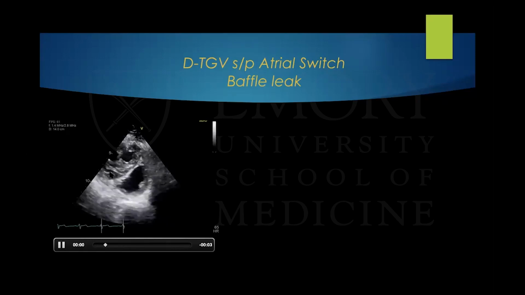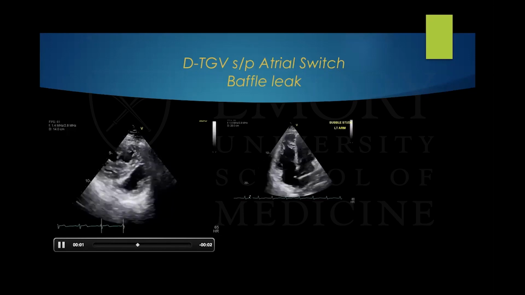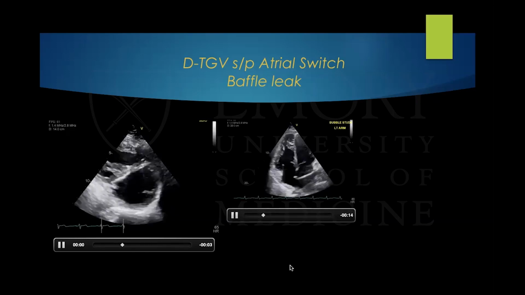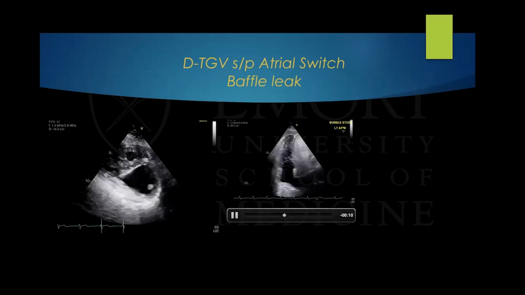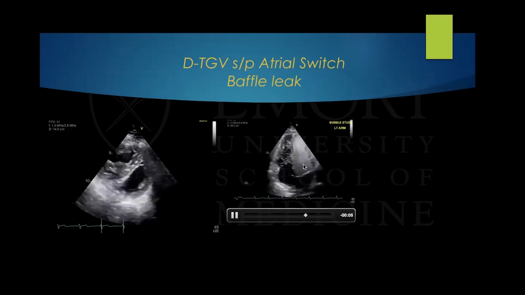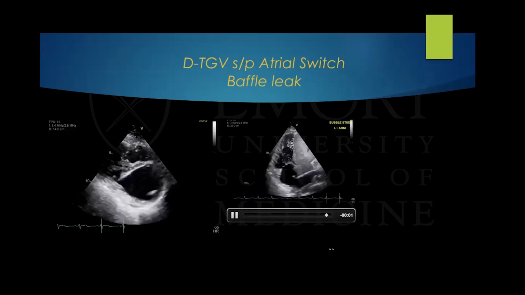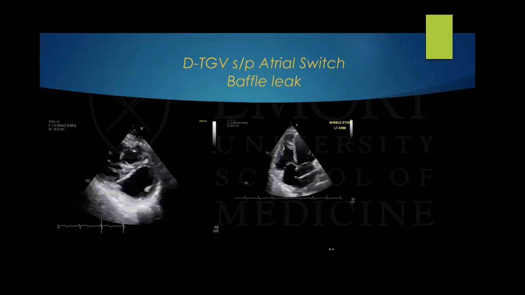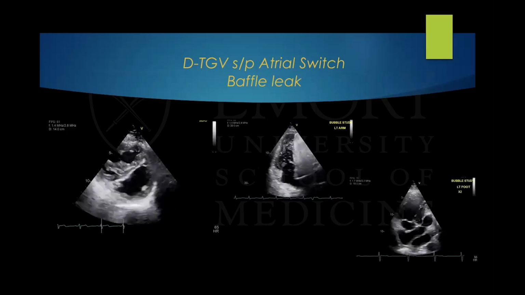This is the right ventricle on top, with a D shape due to the pressure load of the systemic ventricle. So in these cases, we need to do bubble studies to evaluate the leaks. We do it from the left arm to see SVC baffle leaks, which you see in this view. I'll let it play again so you can see how the bubbles come in immediately after the injection of the bubbles in the left arm.